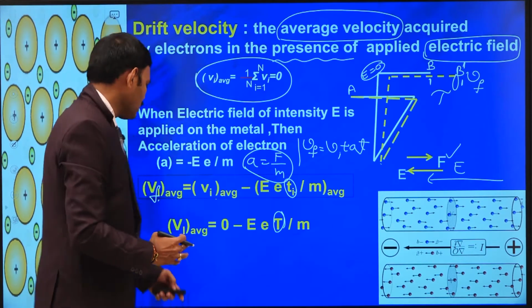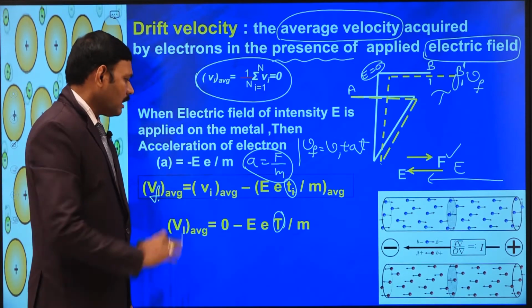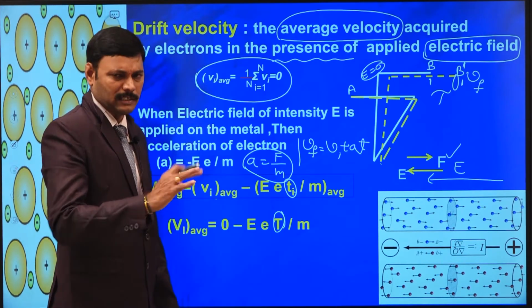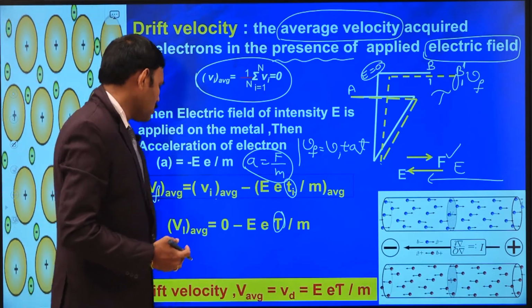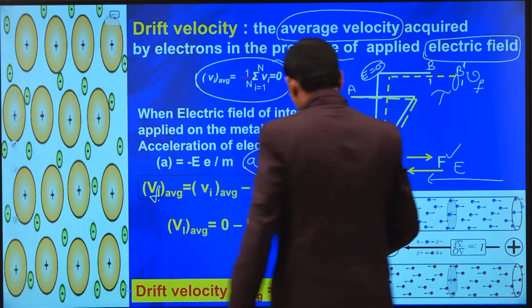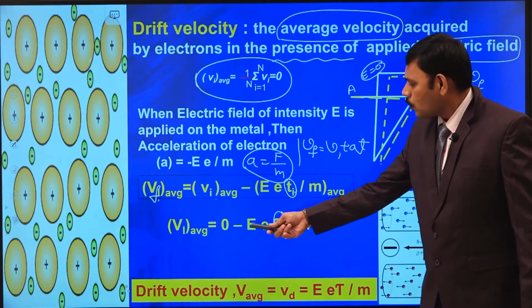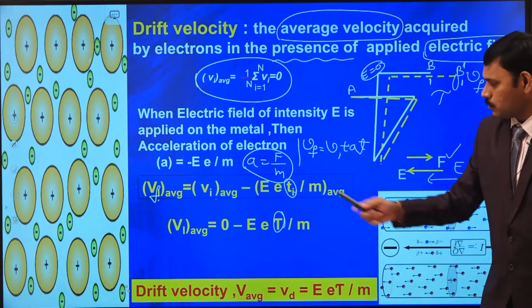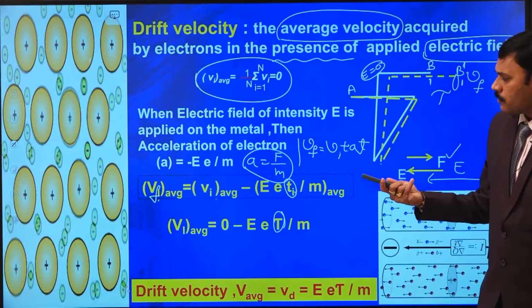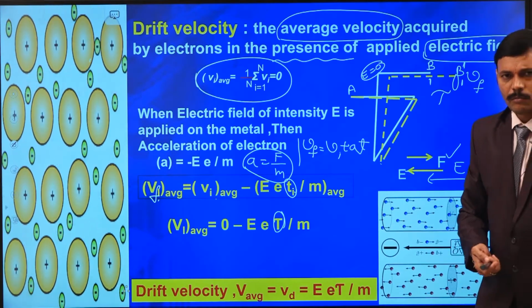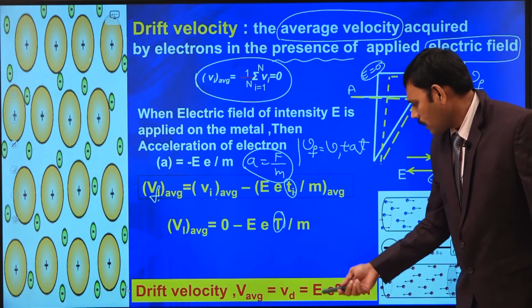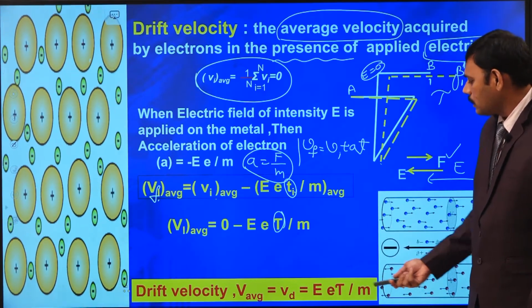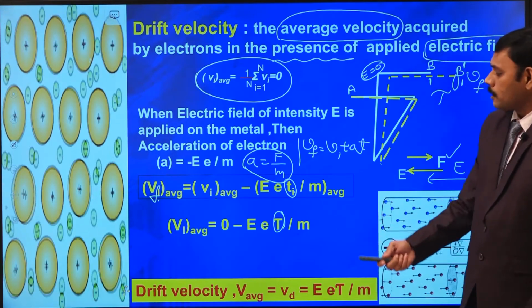If tau is the relaxation time, until that time it gains acceleration and increases its velocity. The final velocity gained by the electron in the presence of the electric field is minus eE by m into tau, that is minus at, simply at. The negative sign's only significance is that the velocity and acceleration gained are opposite to the electric field. The magnitude of the average velocity gained by the electron before making a collision is given by v equal to at in magnitude, where a is equal to small e capital E by m, into tau. So eE tau by m. This is the drift velocity.